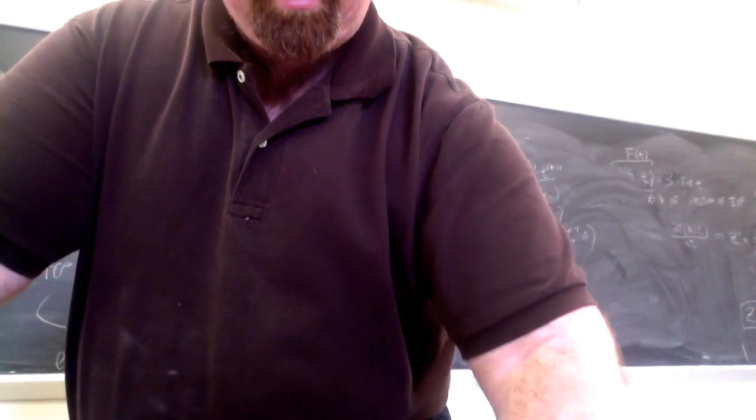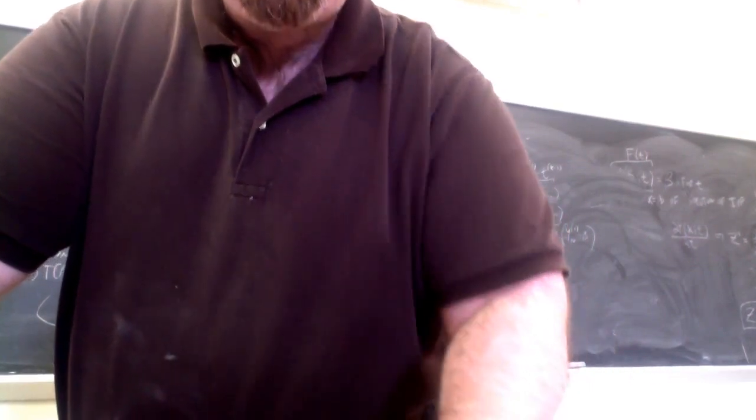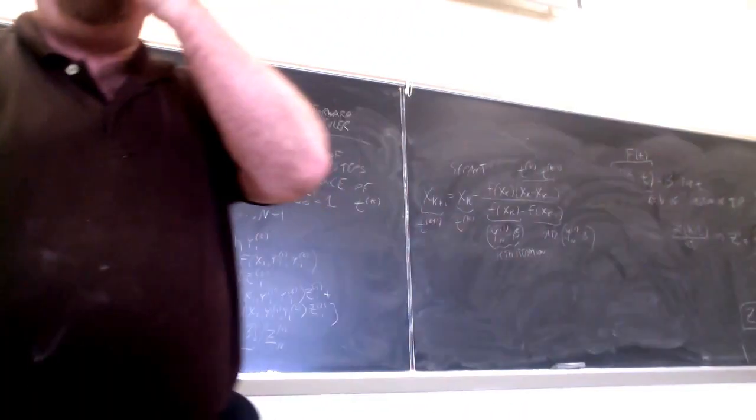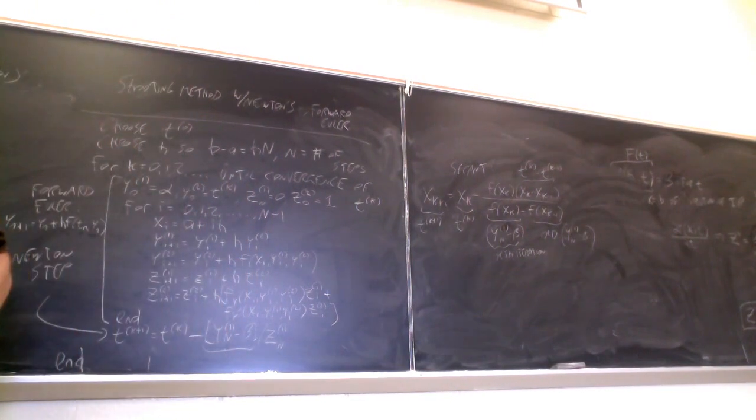Can you make sure in the shooting Newton's method that your z isn't 0? So that's the derivative with respect to t of y.